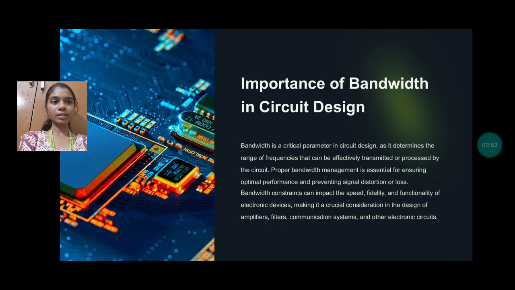Importance of bandwidth in circuit design. Bandwidth is a crucial parameter in circuit design as it determines the range of frequencies that can be effectively transmitted or processed by the circuit. Proper bandwidth management is essential for ensuring optimal performance and preventing signal distortion or loss.